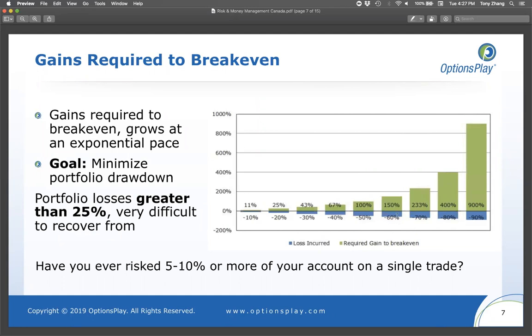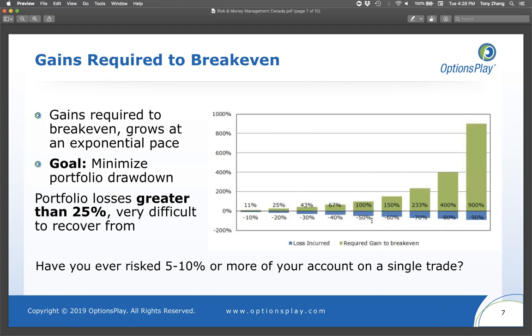And keep in mind, the more you lose, the less capital you even have to try to get back to break even. So that's why you have to ask yourself, have you ever risked 5 or 10% or more of your account in a single trade? Because if the answer is yes, you will easily find yourself down 30, 40, 50% after just a few losing trades, at a point where you no longer even have the ability to come back, because the gains required just to break even are effectively astronomical and almost impossible.